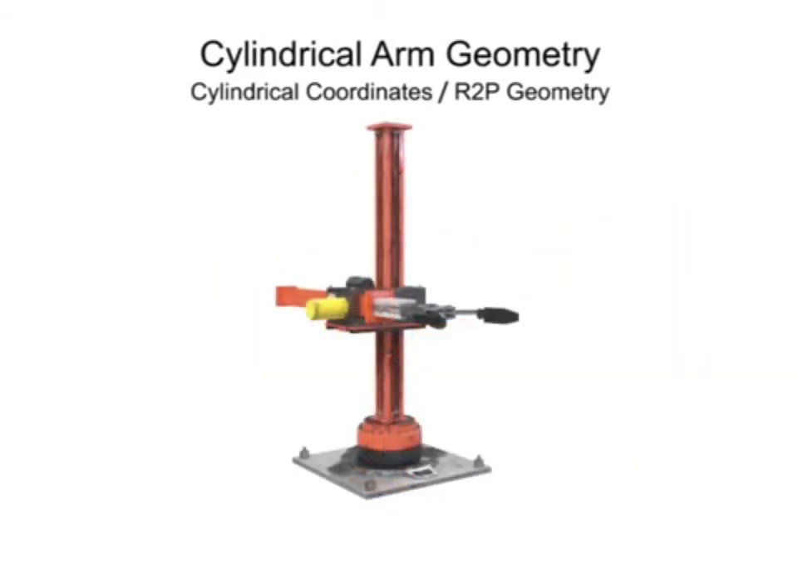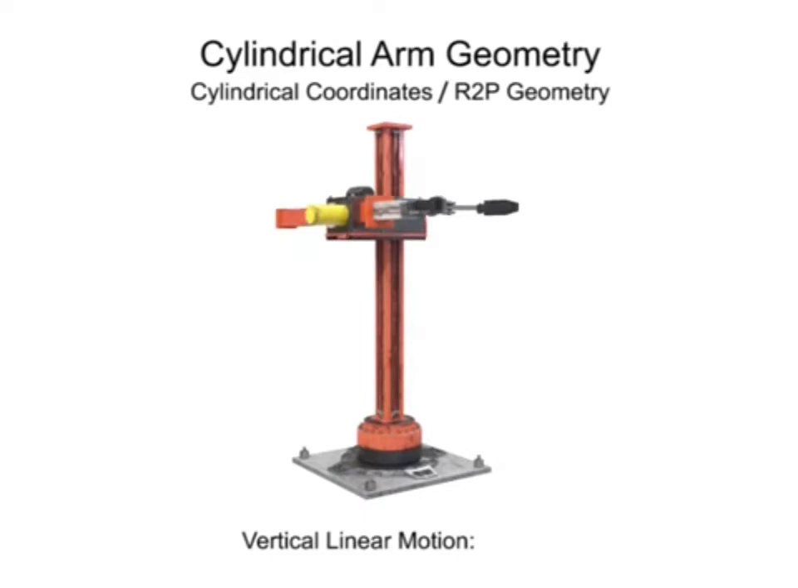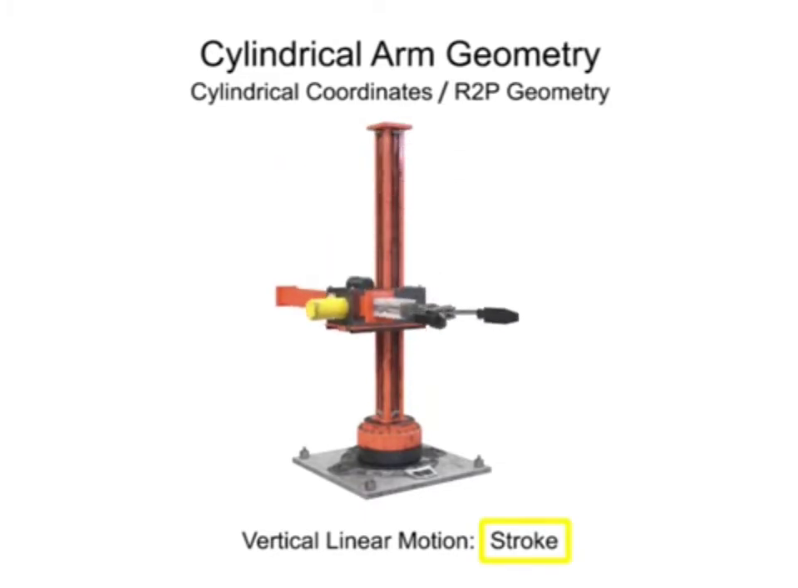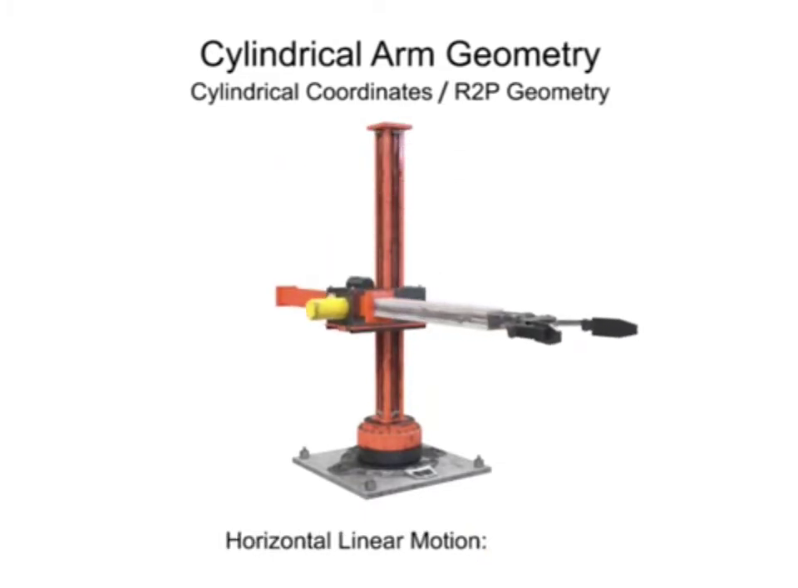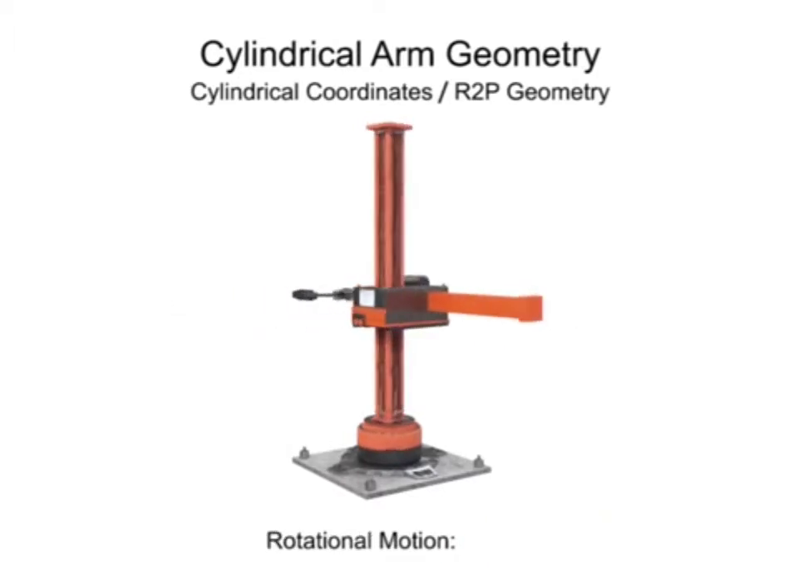Robotic arms with cylindrical geometry move linearly in two directions. Vertical linear motion is called stroke. Horizontal linear motion is called reach. And rotational motion is called swing.